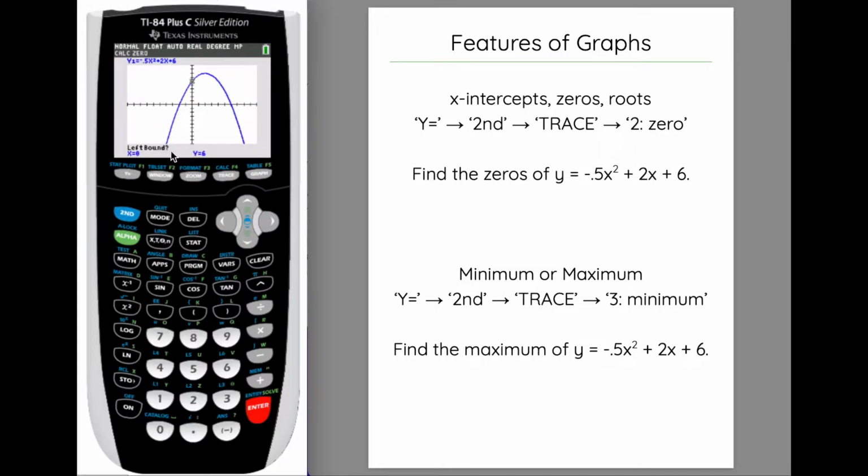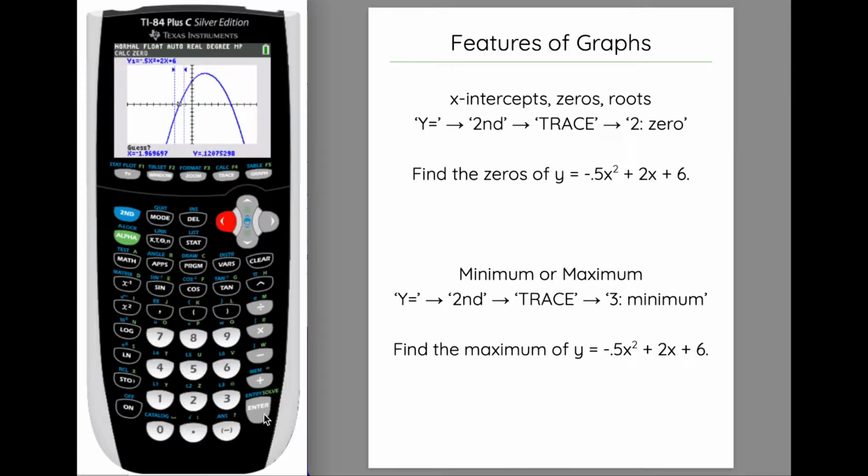And then it asks us 3 questions. It gives us left bound. And so that means it wants to find a boundary for where this x-intercept is going to be. And so you have to move it along the function where it's left of the x-intercept you're looking for. Then you hit enter. And then it asks you for a right bound. So now you go to the right of where the x-intercept is. You hit enter. And then it asks for a guess.